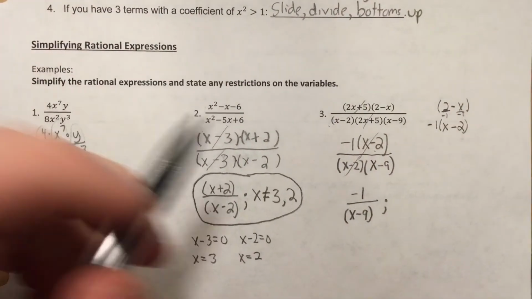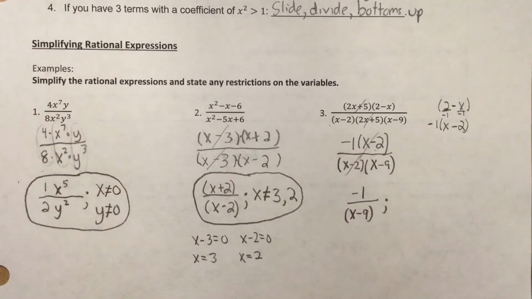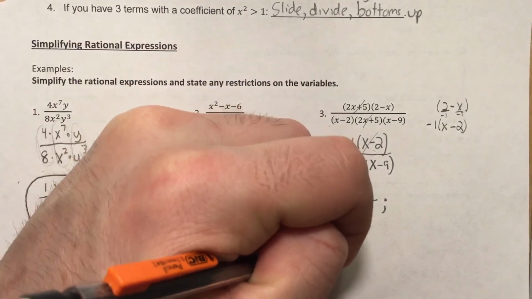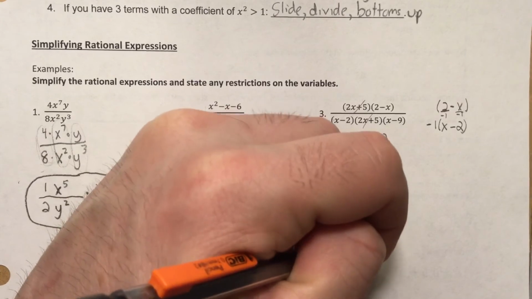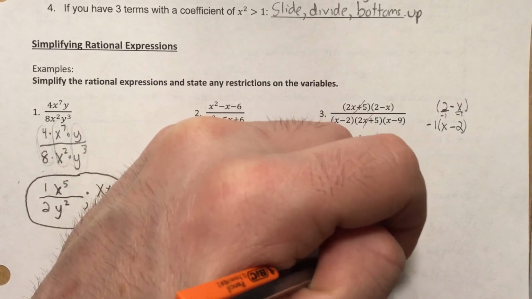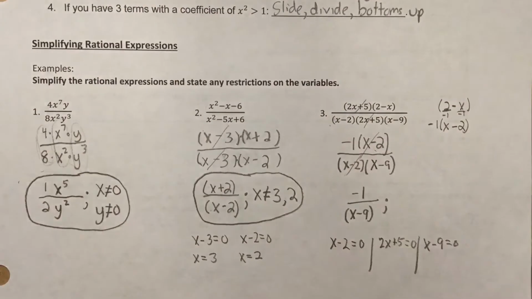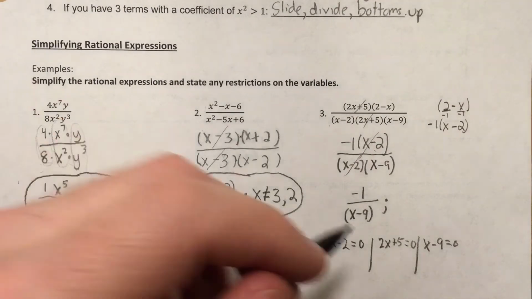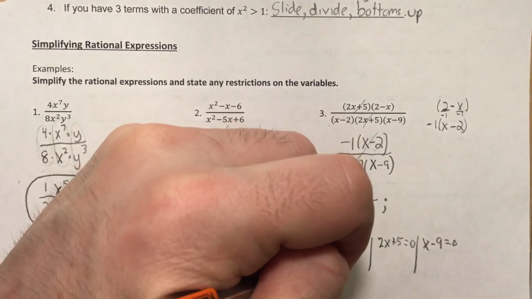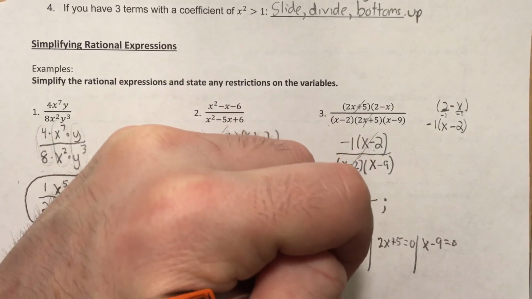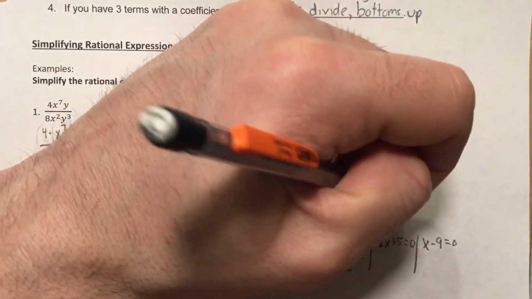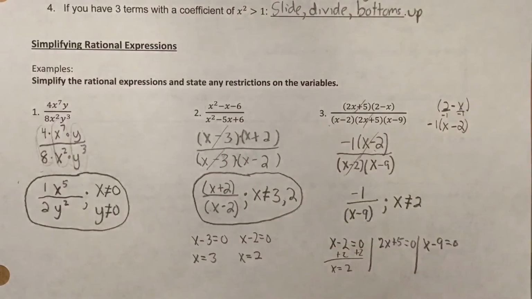Again, we had 3 factors in our denominators to start, so I would set each of those equal to 0 to see what restrictions I need. And again, eventually you can probably just do this in your head, the restrictions, but I'm just showing you. So here, I'd have to add 2. So x cannot equal 2.